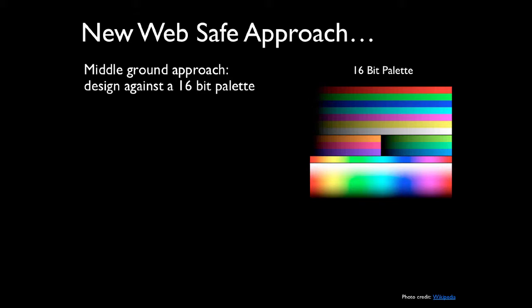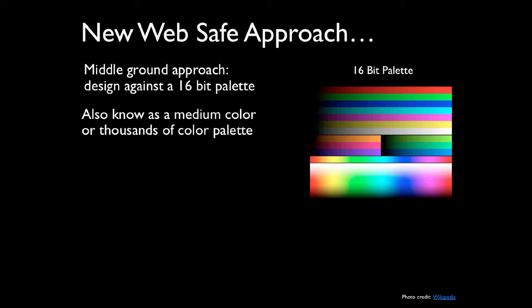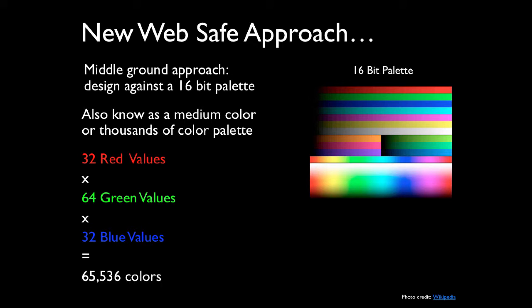Now, there is kind of a new middle ground, kind of a new web-safe for the new millennium, if you will. And that is to design against a 16-bit palette. Now, a 16-bit palette is also known as a medium color or thousands of colors palette. And what it gives you is a possibility of 32 red values, and 64 green values, and 32 blue values. You put that all together, and that gives you 65,000 color combinations.